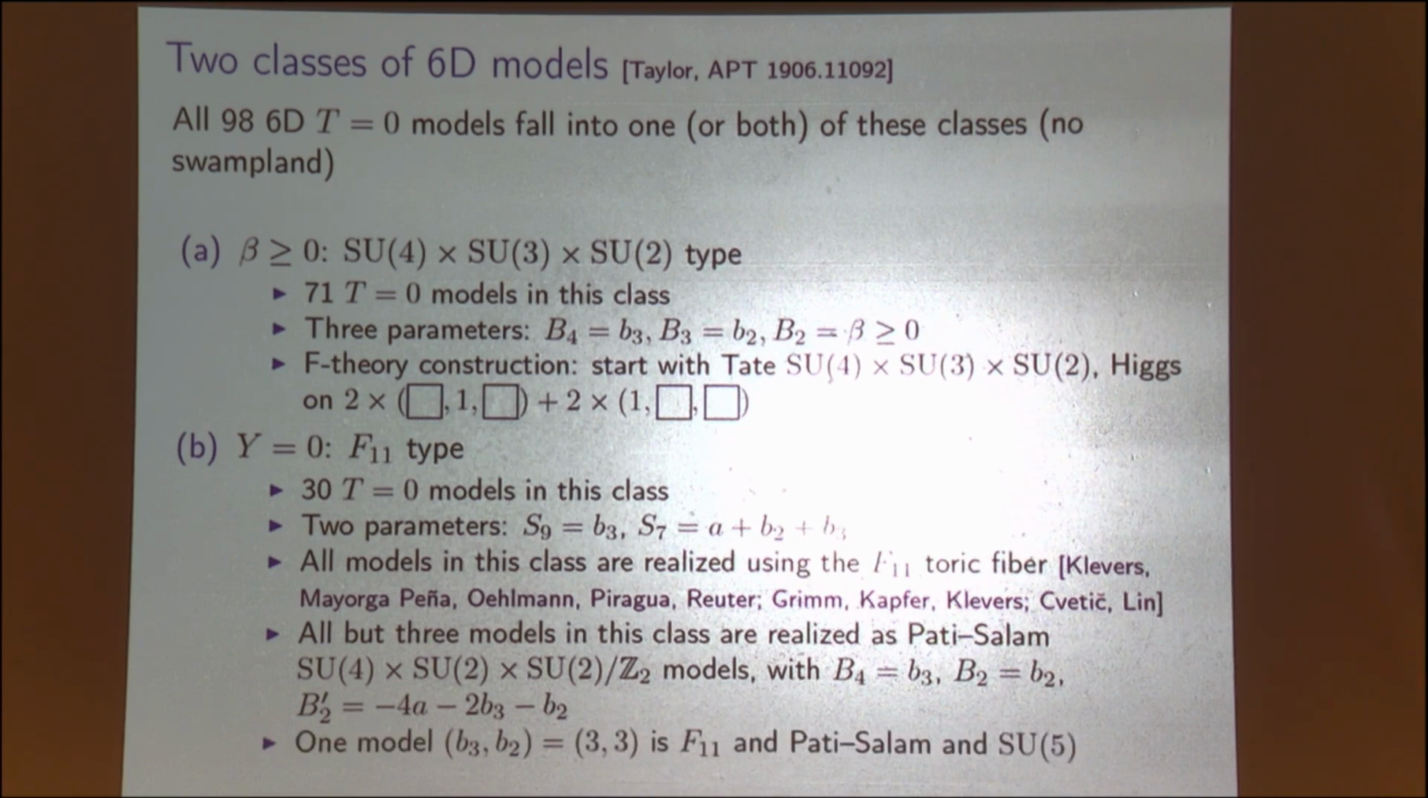And then particularly interesting is a particular model that's been discussed recently by Miriam Cvetic et al. When you take B3 and B2 both to be equal to 3, this is in the t equals 0 case, then the model is of F11 type, as are all the models in this class. It's also of Tate type, and it can be un-Higgs to an SU5. Which means that, at least from the field theoretic point of view, and we expect at this point in the F-theory point of view, this exhibits the possibility of gauge unification.